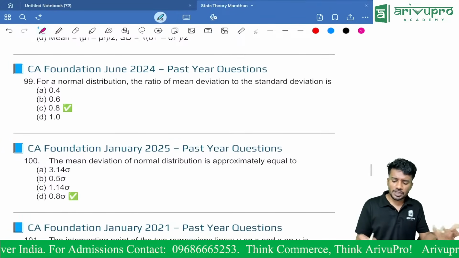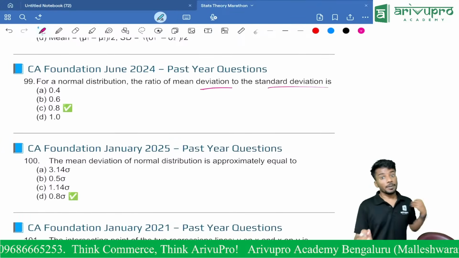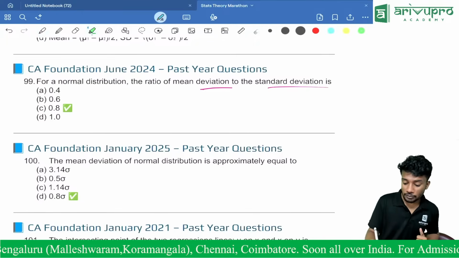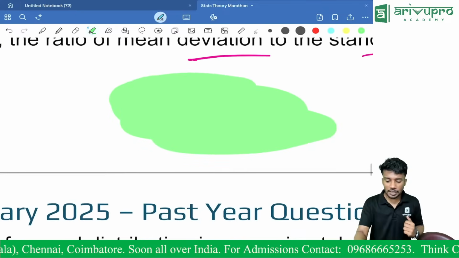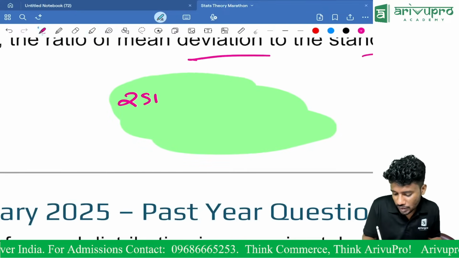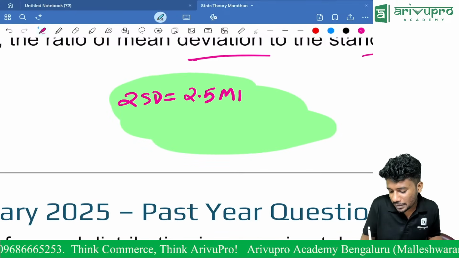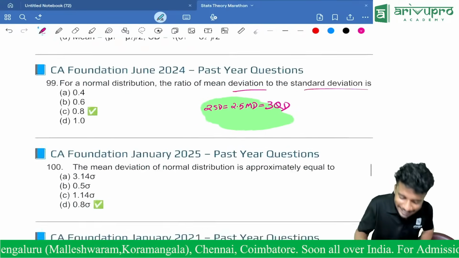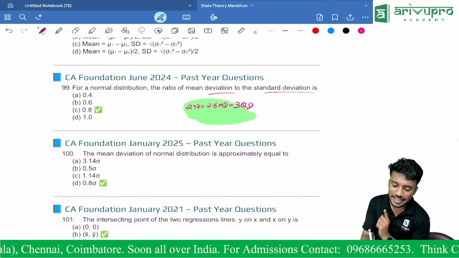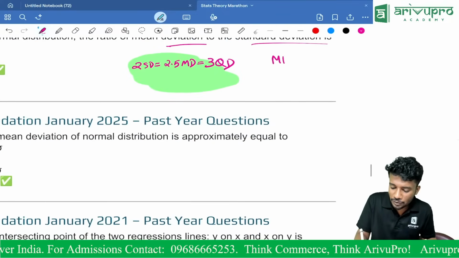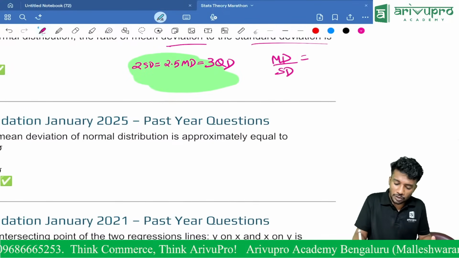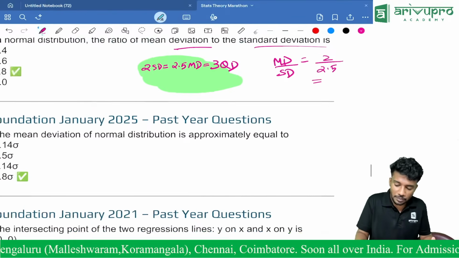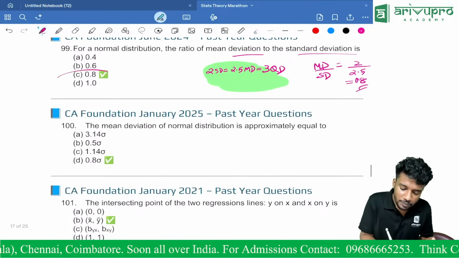Then for a normal distribution, the ratio of mean deviation to standard deviation. People, sometimes you will think, how to remember this? But you should always remember the formula which I taught you in the beginning stage of our marathons. That is 2 SD is equal to 2.5 MD is equal to 3 QD. Remember that. Now, mean deviation divided by standard deviation will be equal to 2 divided by 2.5, which is equal to 0.8. Option C is your answer.